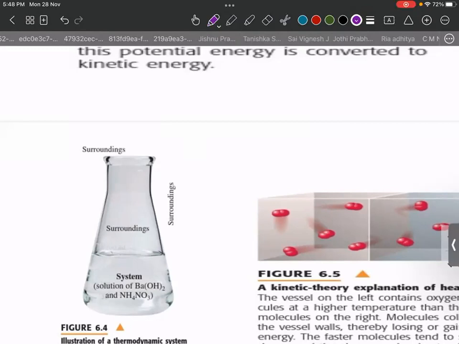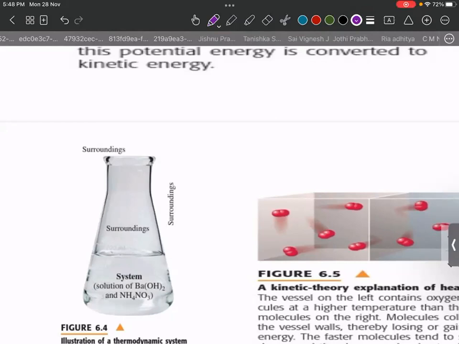When you are taking a classroom, it's a system. When you are taking an academy, it's the universe. So here you are taking the physics class, there you have the chemistry class, there you have the maths class. It means it has some boundary. So whatever things you are considering, that is the system. Whatever neighbors you are having, that is the surrounding. Are you able to understand?